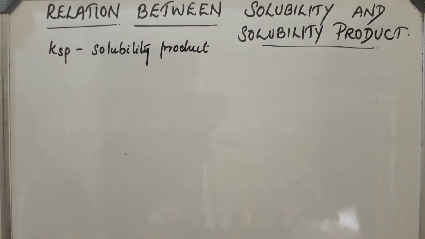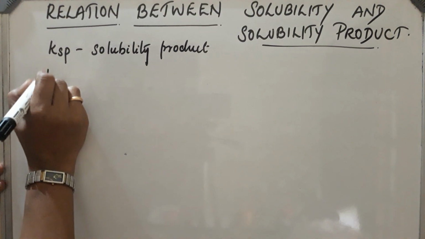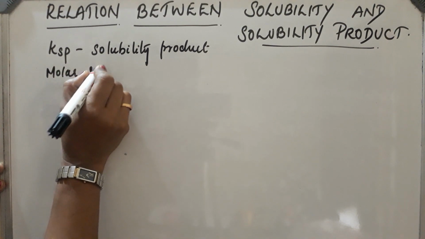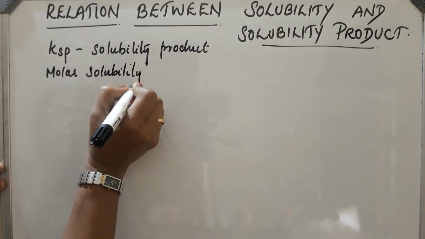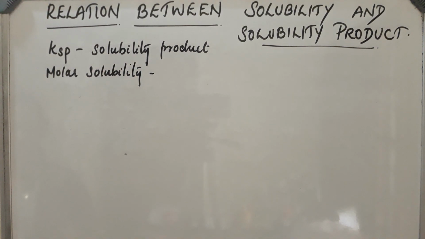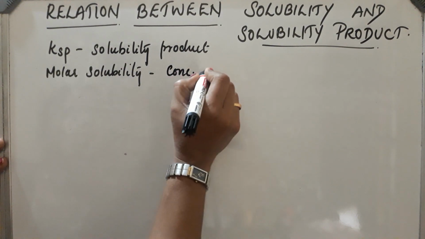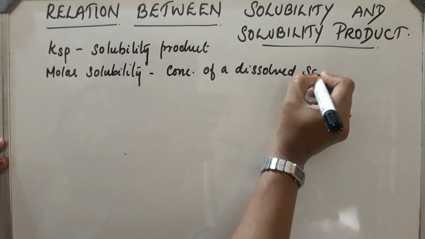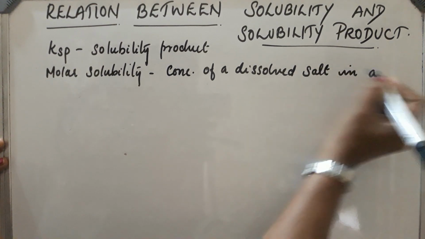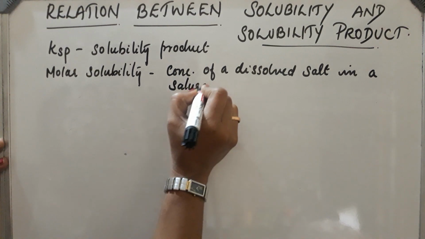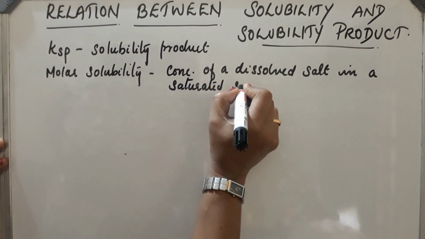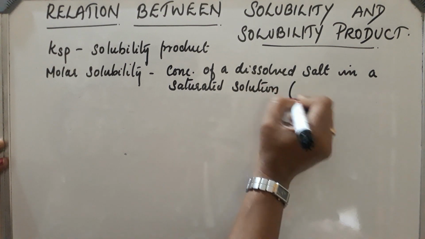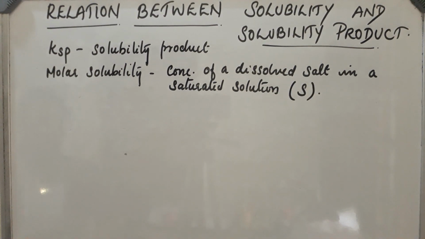Now, the solubility, or we can say molar solubility, is expressed as the concentration of the dissolved salt in a saturated solution, or we can express it as S. So KSP is the solubility product and S is the molar solubility.